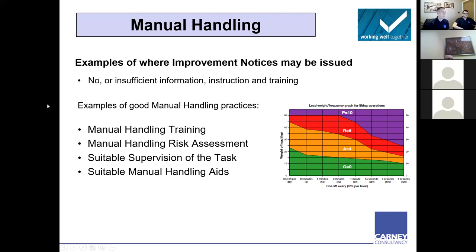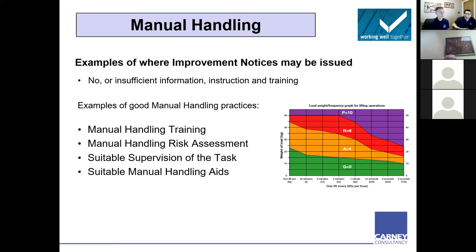We're touching here a bit on manual handling. The awareness of manual handling is around. People know what manual handling is. However, fulfilling its requirements is often a bit of a stumbling block. So, examples here of when improvement notices may be issued on companies: no or insufficient information, instruction or training delivered. As you can imagine, that's an improvement notice.